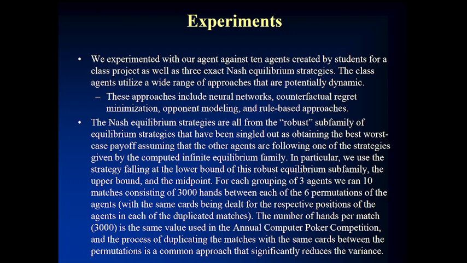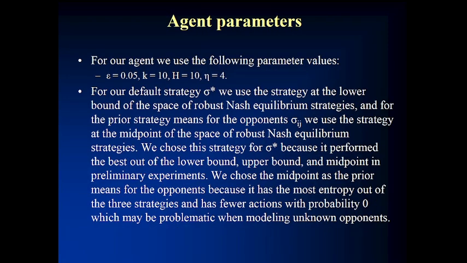So now we basically have a pool of 14 agents. For each grouping of 3, we're going to run 10 matches of 3,000 hands each, and we're going to do all 6 permutations of the agents, which is an approach that has been done before that reduces variance significantly. And anyway, so these are how the experiments were run.